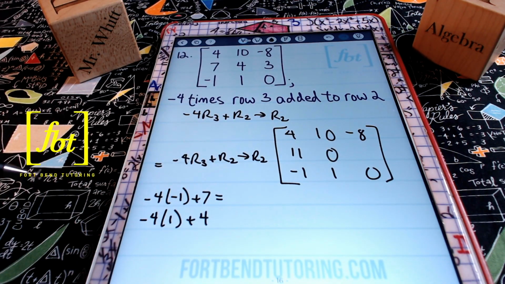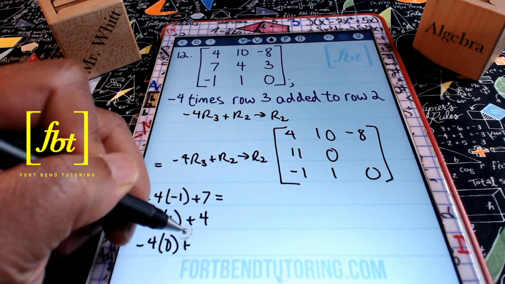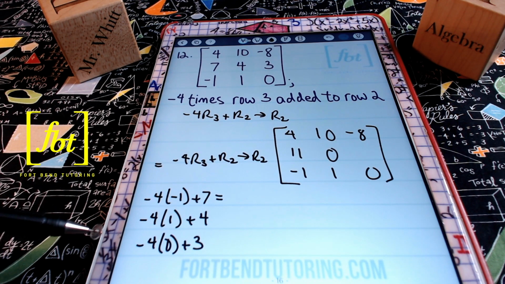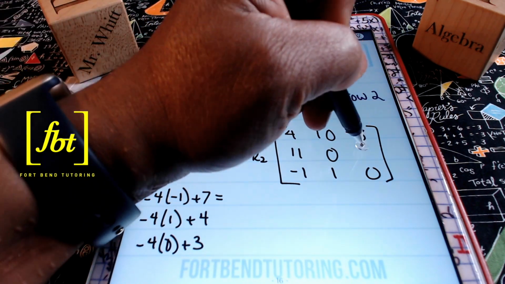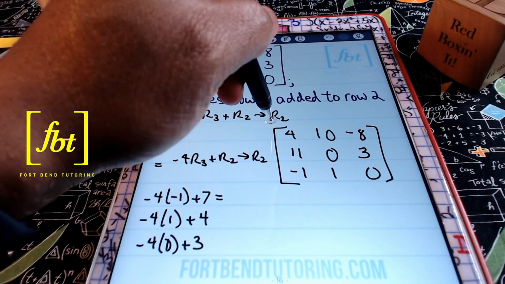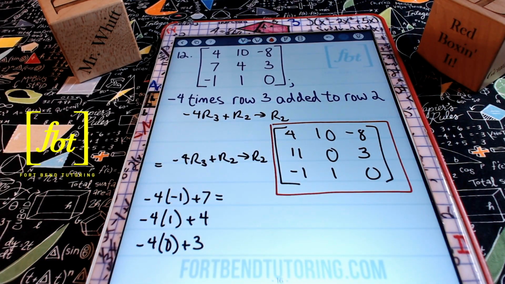That's right. Finally, you'll have -4 times 0 plus 3. So multiplying 0 times -4 gives you 0, of course. And then 0 plus 3 is 3. And this is the answer for problem number 12. Red box it, people. Just like that. You got it. And that is our answer for problem number 12.